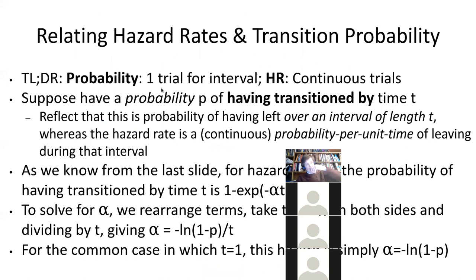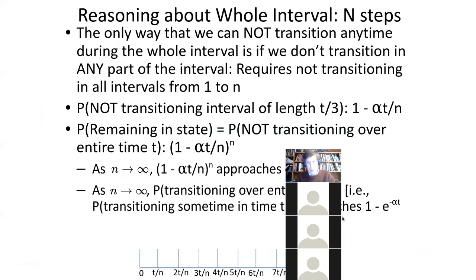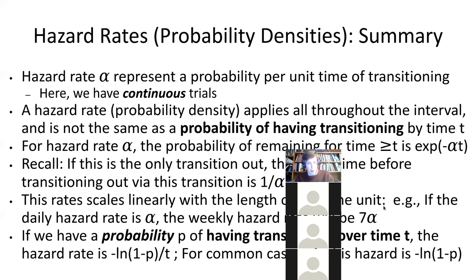And so we have these probabilities where we could say the probability they have transitioned over the entire interval is different than the probability per unit time of transitioning. I give a rule for deriving one from the other here, but basically you could say the probability of having transitioned in one unit of time, and basically plug in this formula. One unit of time would be T equals one. And if you have a probability of having left over one time unit, you could solve for what alpha is. Alpha is not a probability, it's a probability per unit time.